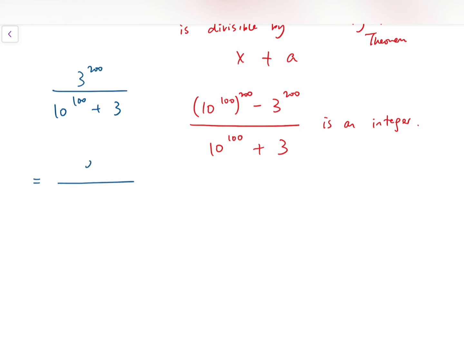Now, for the blue fraction, I can rewrite that as 9 to the power 100 because 3 squared is 9. And I do this so that the exponents at the top and the bottom are the same. They are both to the power 100. And we can quickly compare both numbers and notice that the number at the top must be smaller than the number at the bottom because of the base. So that means this is less than 1. Now for a fraction that is positive and is less than 1, the integral part is 0.